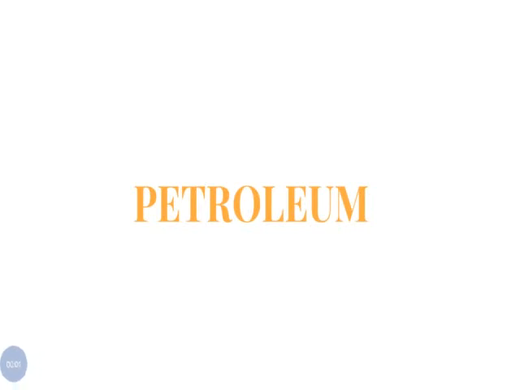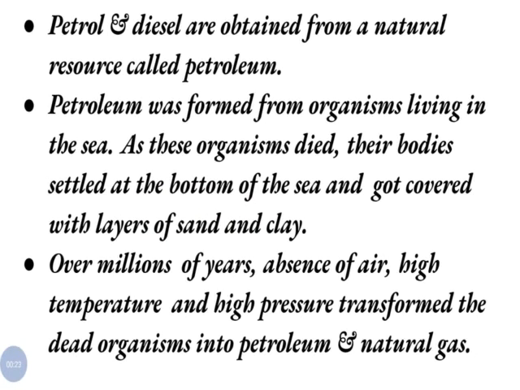Hello dear children. Today we are going to learn about petroleum and natural gas. You know that petrol is used as a fuel in light automobiles such as motorcycles, scooters and cars. Heavy motor vehicles like trucks and tractors run on diesel. Petrol and diesel are obtained from a natural resource called petroleum.